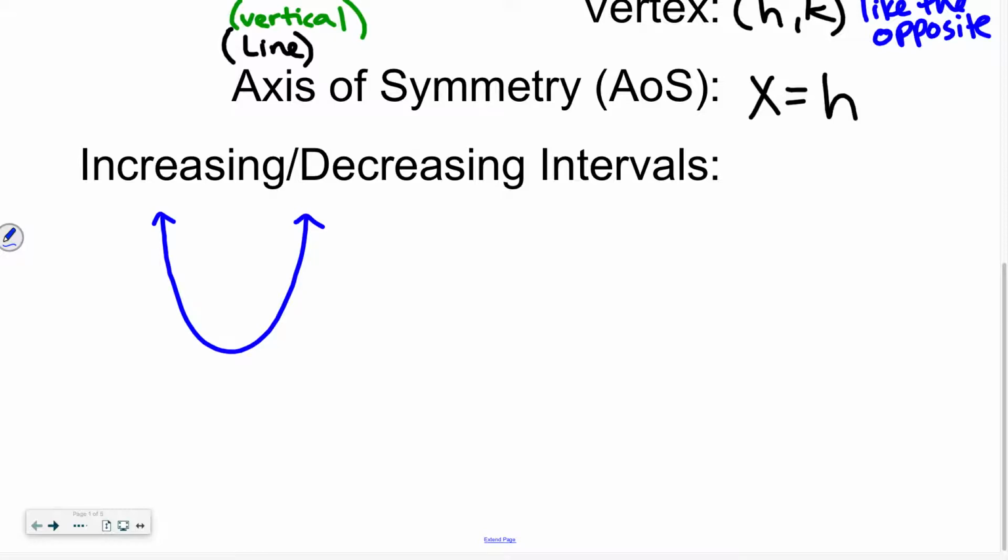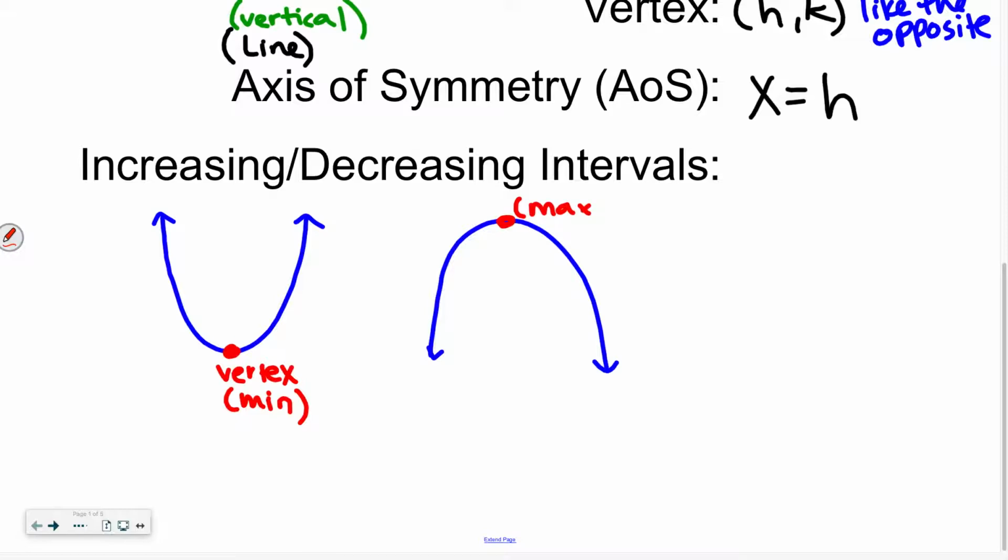So here's my parabola that opens up. Here's my parabola that opens down. They each have a vertex, which in one case happens to be a minimum. In the other case, it is a maximum.